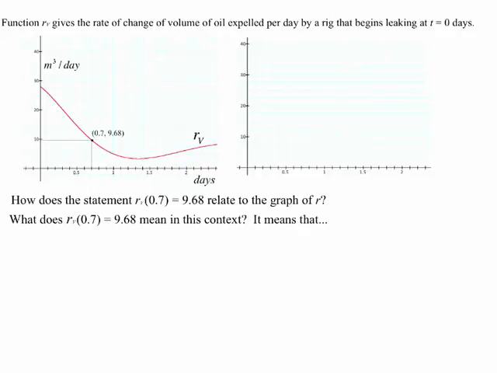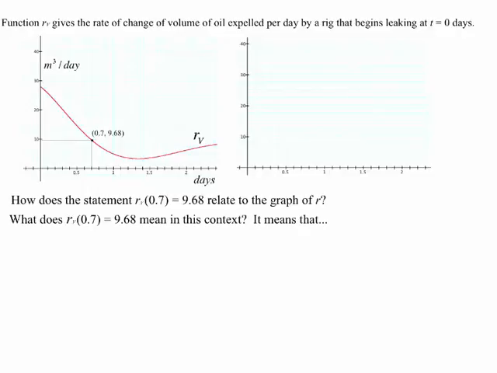So from the reading, did you learn what a value of the dependent variable, or a value of the rate of change from a rate of change function, means? What does it mean? Yeah. After 0.7 days, the oil rig is leaking 9.68 meters cubed per day. Okay, that's true, but there's something missing there that we want to emphasize.